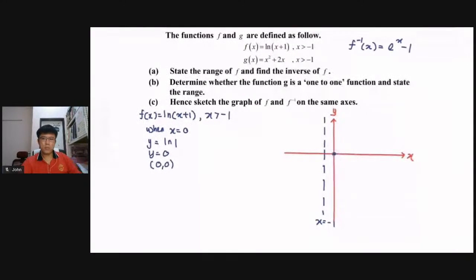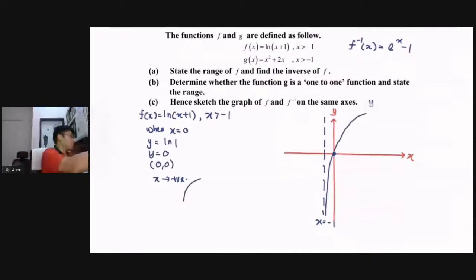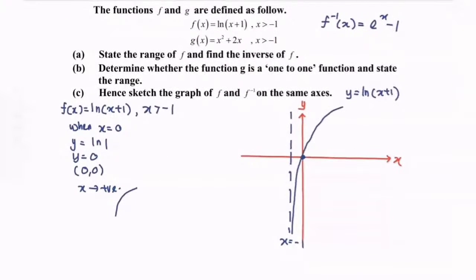So the basic graph for the ln will be referring to the coefficient of the x, which is positive. So if the x is positive, the graph will be moving towards the right. So here we will have the graph for the ln. So here we will have y equals ln(x + 1).